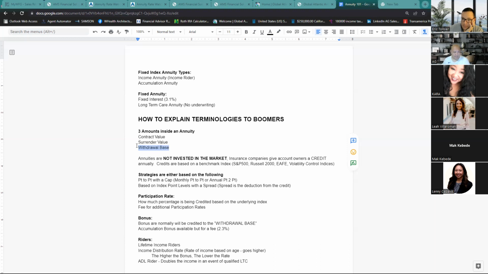So same thing with withdrawal base. If you're going to take out lifetime income, then it's going to be based on a higher value. And this is where the 20% bonus, the 30% bonus, this is when those things kick in, right? The higher bonuses. It's not on the contract, it's on the withdrawal base. So those are the three amounts, and I'll show you how that looks in illustration as soon as I'm done here with this part.